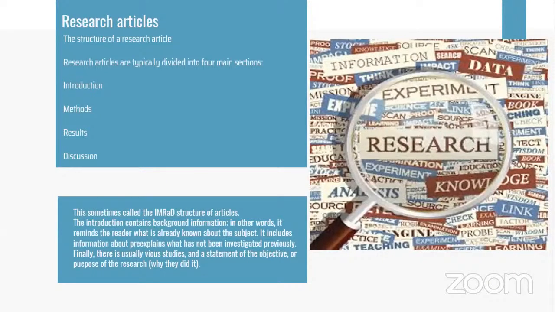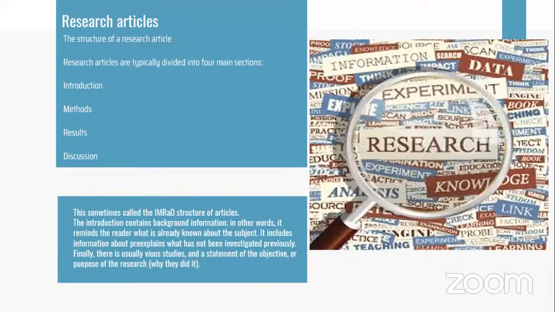Research articles, the structure of research articles. Research articles are typically divided into 4 main sections: introduction, methods, results, and discussion. This is sometimes called the IMRAD structure of articles.